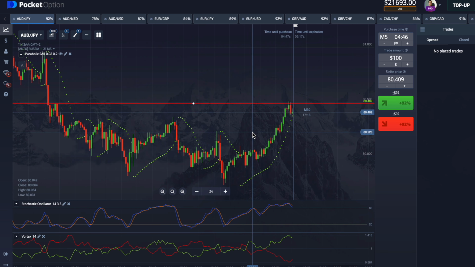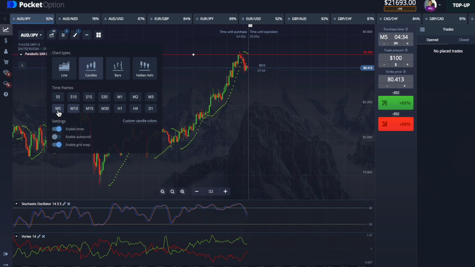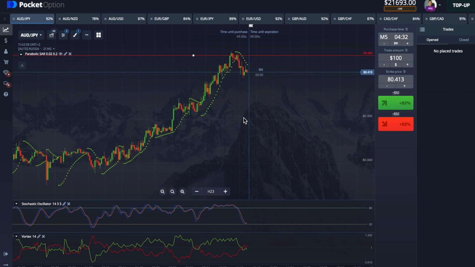Both stochastic and vortex lines indicate that the market has been overbought for a long time, something that usually is followed by a price fall. After switching to the 10-minute time frame, we see that the parabolic SAR points have just begun forming, and as we remember, new points mean trend reversal.